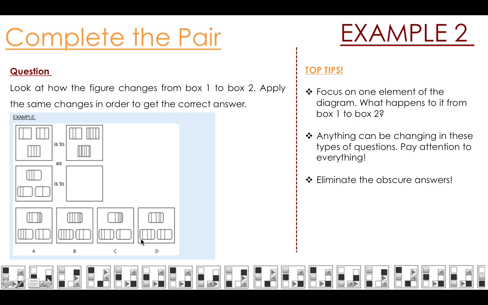So 1, 2, 3, 4, so you know it's not D. 1, 2, 3, 4, so you know it's not C either. So 1, 2, 3, 4, 5, 6. So it could be B because that has 6 lines. 1, 2, 3, 4, 5. So it can't be A because that has 5 and you need 6. So therefore, again, we have eliminated the answers, and we know that the correct answer is B.